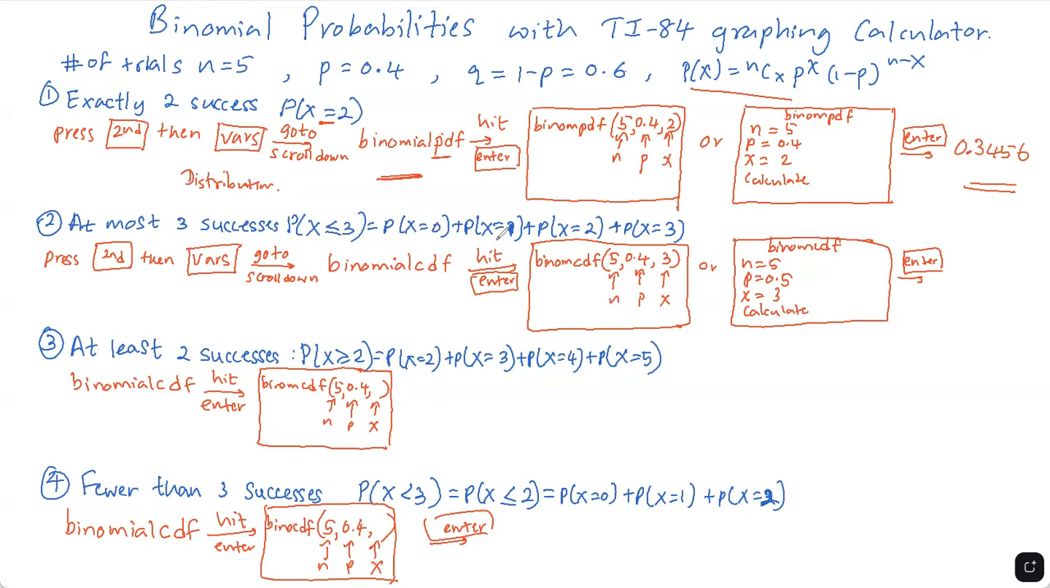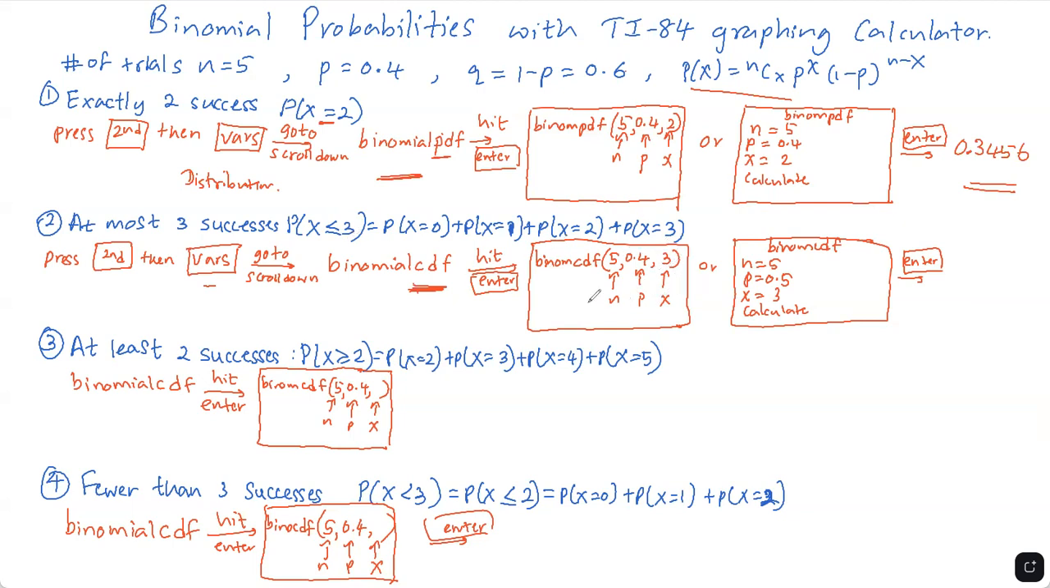These probabilities are accumulating, right? So therefore, when you press second and then vars, and then scroll down to binomial CDF, the cumulative distribution function, because this is a series of probabilities. And then hit enter, and on the screen you will see binomial CDF with the order like this. First you have to enter the number of trials and then the success probability. And here x is less than or equal to 3, so you have to enter x as 3.